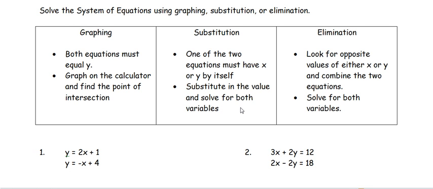Substitution, you have to have either x or y by itself in one of the equations and substitute in the value and then solve. And remember, you go back and you resubstitute. Then elimination, you're looking for opposite values of either x or y so that you can add them together and you will solve. Again, you will resubstitute back into one of the equations.